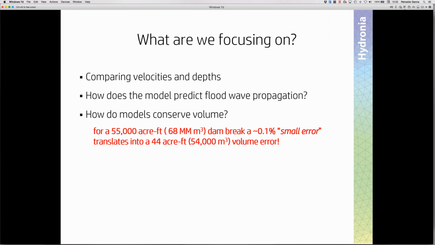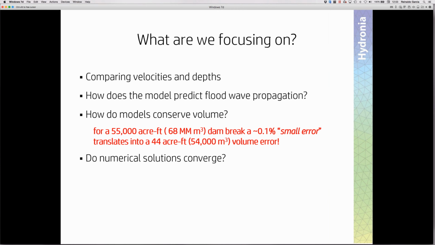As an example, for a 50,000 acre-feet dam break, so it's roughly 68 million cubic meters, a 0.1% error, which could be considered small, translates into a 44 acre-feet volume error. So what could appear as a small error could translate into a not-small error in volume, and that error in volume obviously translates into different depths and different velocities.